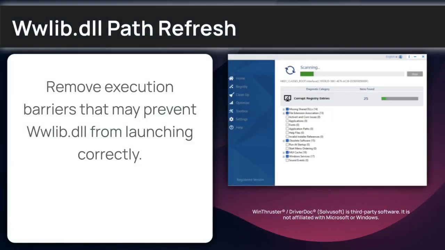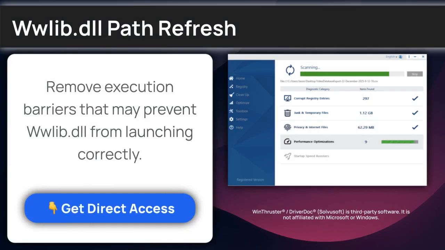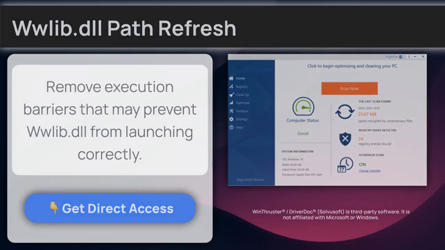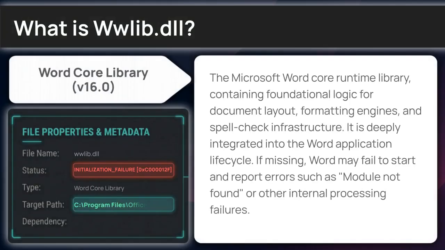As we look at the manual steps for Microsoft Word Library, there is also a diagnostic resource for reviewing your overall system health. This is the Microsoft Word Library, the Microsoft Word Core Runtime Library, containing foundational logic for document layout, formatting engines, and spell-check infrastructure. It is deeply integrated into the Word application lifecycle. If missing, Word may fail to start and report errors such as module not found or other internal processing failures.